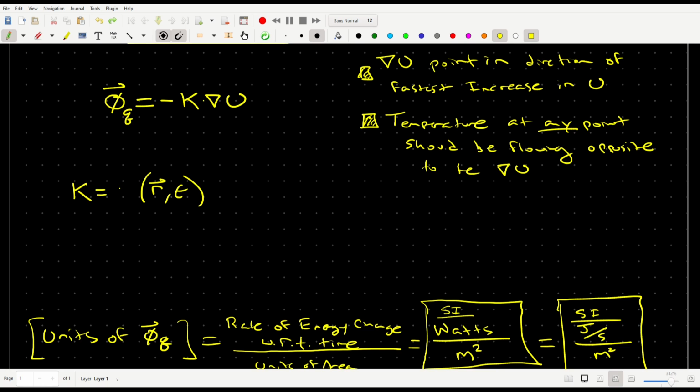So the idea here is that in general we want to think of K as a function of position and time when we're deriving this, because this is how we get the most general differential equations that govern the heat flow in the medium.